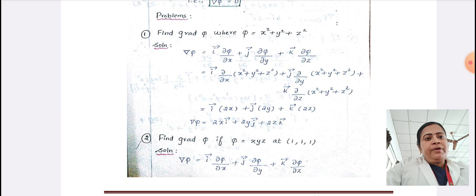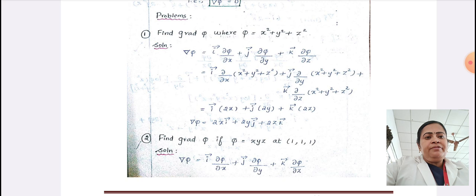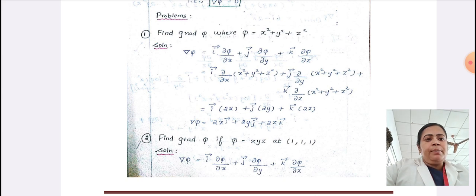So you substitute the value of phi in all those things. So i into ∂/∂x of (x² + y² + z²) plus j into ∂/∂y of (x² + y² + z²) plus k into ∂/∂z of (x² + y² + z²). So which is equal to i vector into, when you differentiate this with respect to x you get 2x, and with respect to y you get 2y, and with respect to z you get 2z. So the answer is del phi equals 2x into i vector plus 2y into j vector plus 2z into k vector. And the second problem, find grad phi if phi equals xyz at (1, 1, 1).